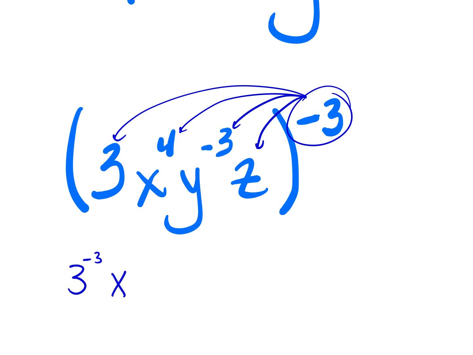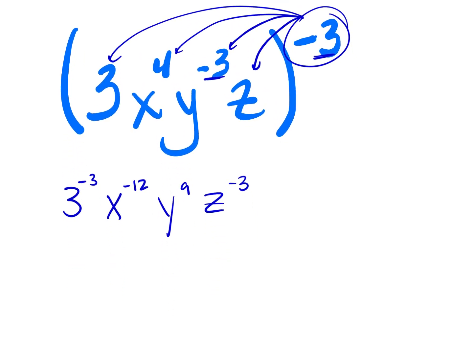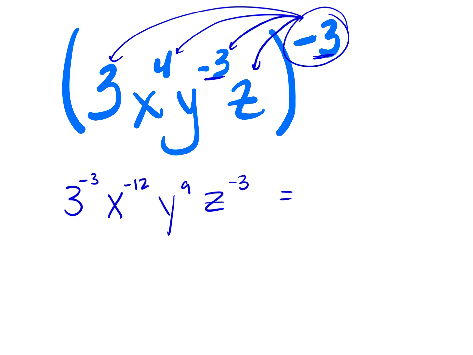Multiply. So this would be x to the power of negative 12. Y to the power of what? 9, because it's negative 3 times negative 3, and z to the power of negative 3. Now, if it has a negative exponent, what do I do with it? Put it on the bottom.